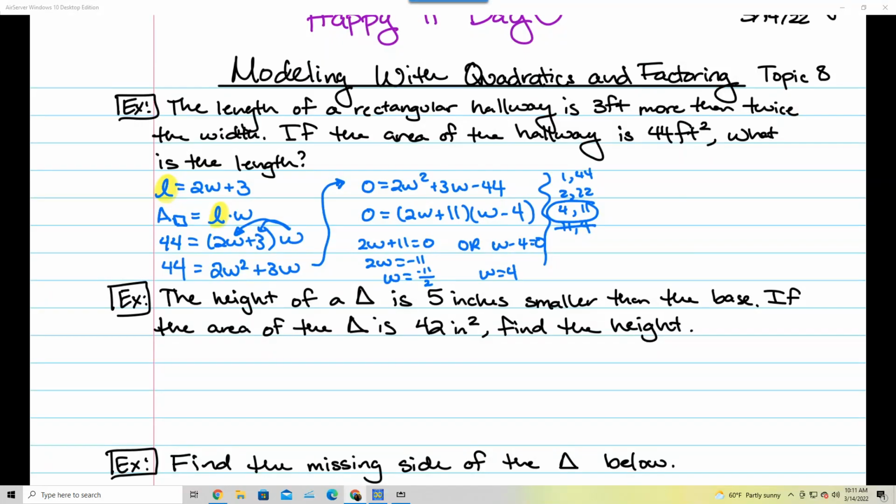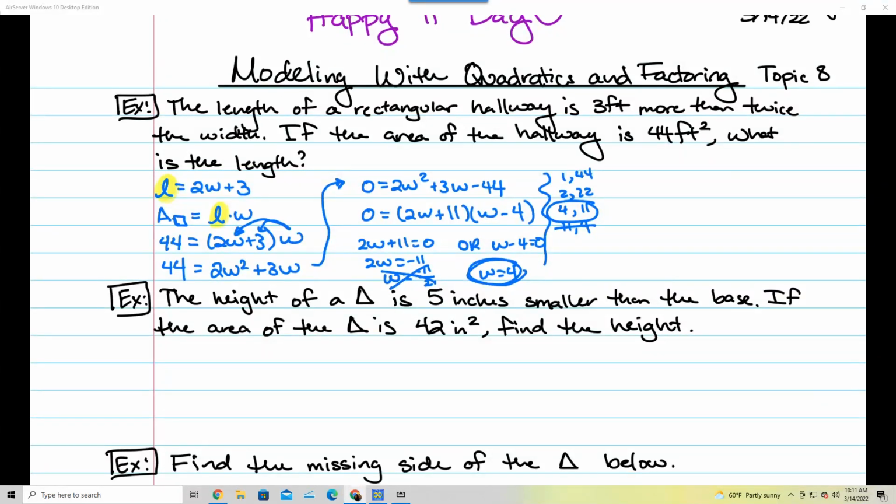Okay? But let's think about that. That means either the width of the rectangle is negative 11 over 2, which is the same thing as negative 5.5. So either the width is negative 5.5 feet, or the width is 4 feet. And it doesn't make sense for a width to be negative feet. So it's not going to be this one. This is actually going to give me a false answer. It's got to be this one, right? The width must be 4.